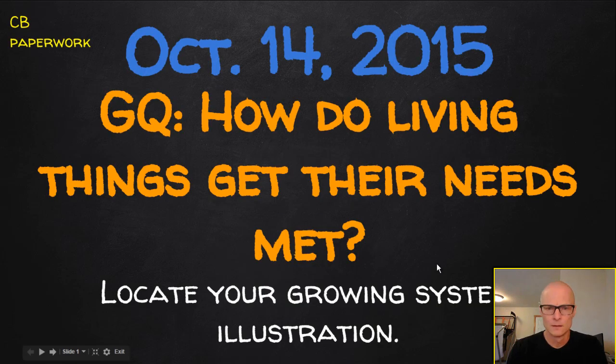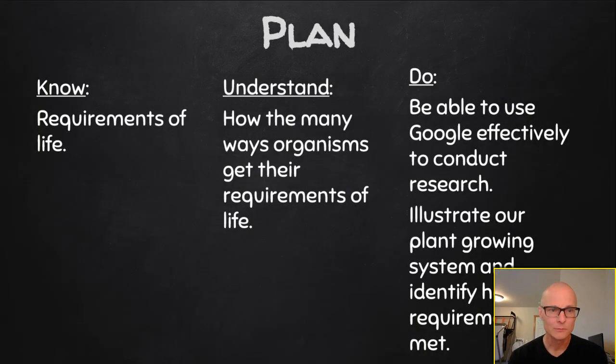Wednesday the 14th of October, Chromebook paperwork needs to get in. Time's running out. Make sure you get out your growing system from the day before. We're going to go back to life a little bit, going back to requirements of life that we got on our Google search from last week. We want to understand how the many ways organisms get the requirements of life, specifically focused on our plants today.